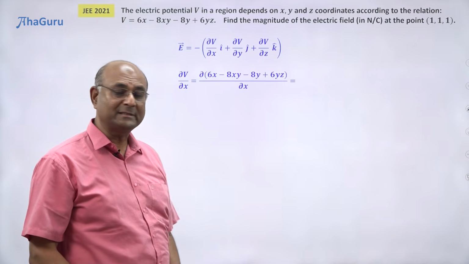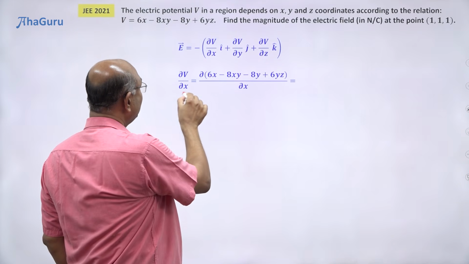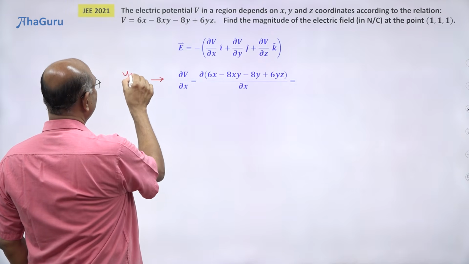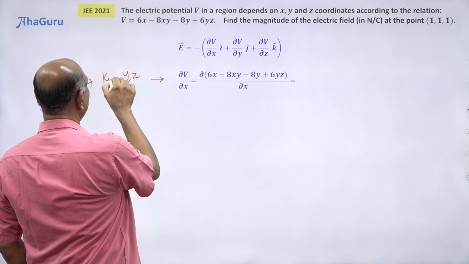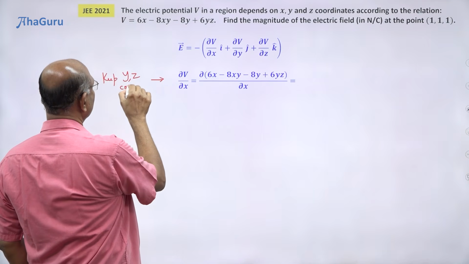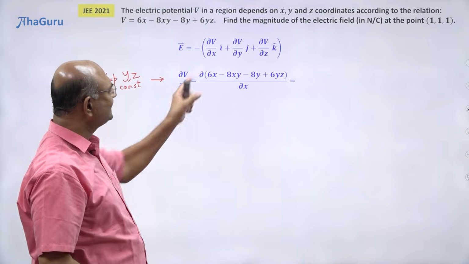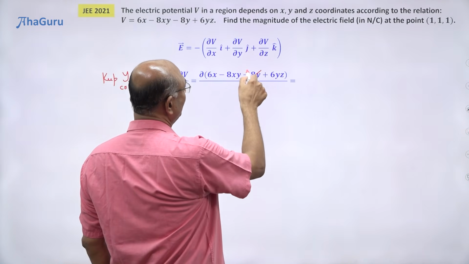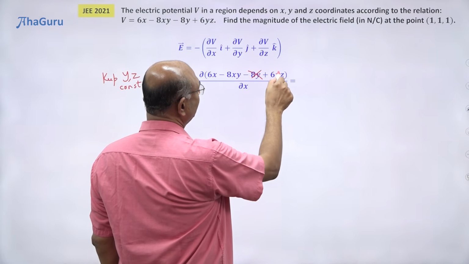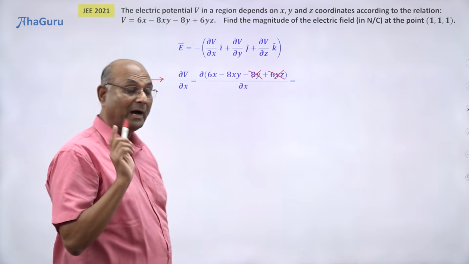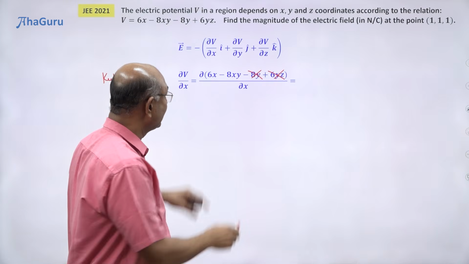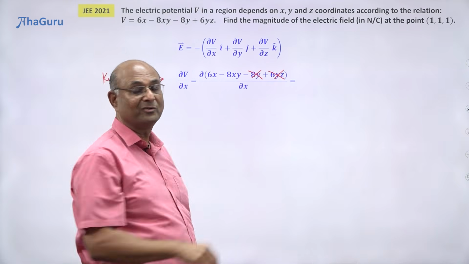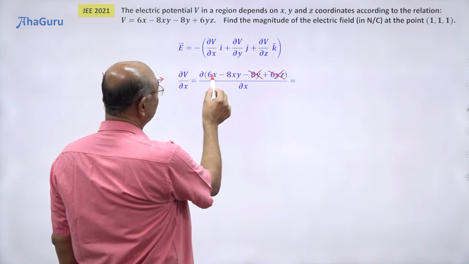How do I do this differentiation? Remember that when we say dou V by dou x, this means keep y and z constant. But if y and z are constant, when you differentiate, they'll give you 0. 8y differentiation gives you 0. yz is constant, differentiation gives you 0. Please don't say that here it is a constant. Minus 8y is a constant, but there is x, no? So I have to differentiate both of these.